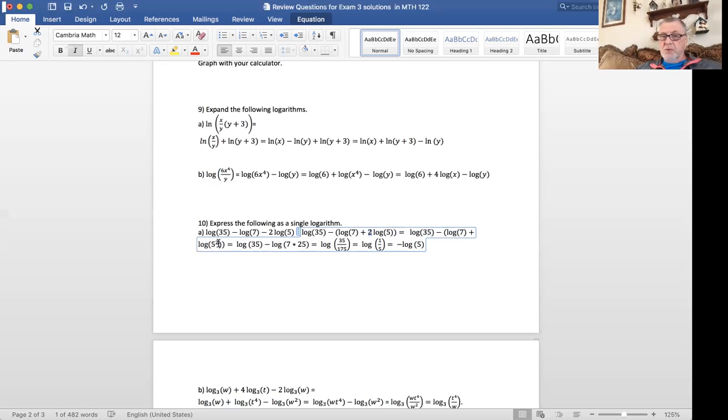Now 5 squared is 25. When I take the 7 and multiply it with the 25, because it's a sum, we get 175. And so we end up with the log of 35 minus the log of 175. Reducing the 35 over 175 gives us 1/5. If I want to really write this as a single log, I could leave it that way, but the log of 1 is always 0. So that's going to be 0 minus the log of 5. Since it's a quotient, 0 minus log of 5 gives me minus log of 5.